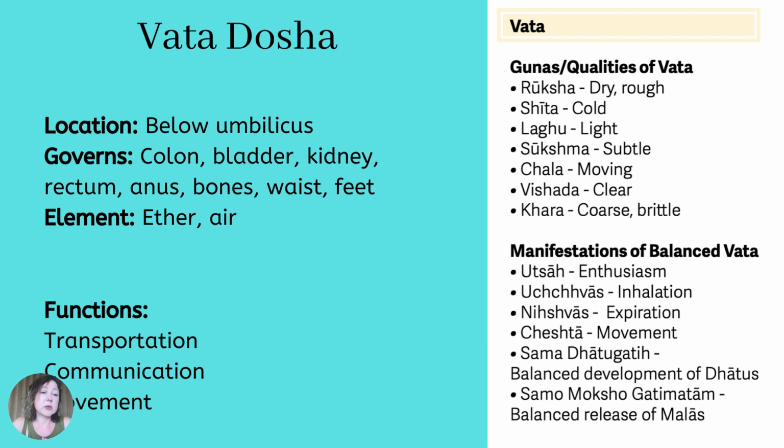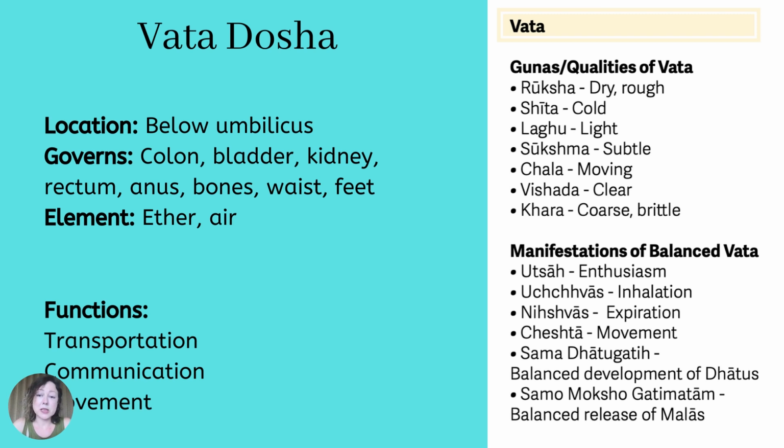Vata dosha, its location is below the umbilicus. It governs colon, bladder, kidney, rectum, anus, bones, waist, and feet, and its element is ether and air. Its functions are transportation, communication, and movement. And on the right side, we will see the gunas, Sanskrit for qualities of Vata. You will notice in your pulse dry or rough, cold, light, subtle, moving, clear, coarse, and brittle, underneath the Vata finger.